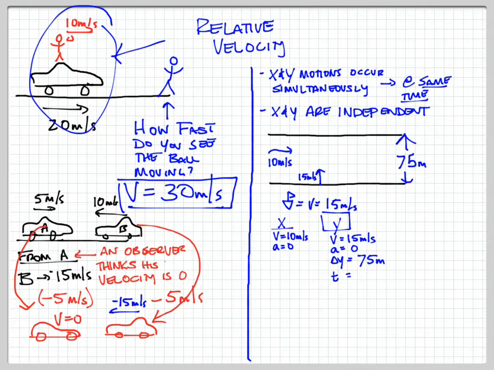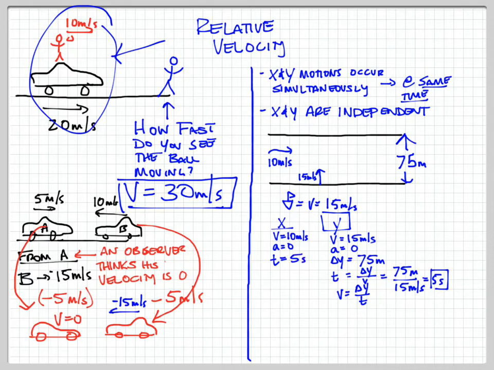Okay? So we'll pick an equation. And since there's no acceleration, we can say something like velocity equals displacement over time. So my time is going to be equal to my displacement over my velocity. 75 meters divided by 15 meters per second gives me 5 seconds. So I know that in the y direction it takes me 5 seconds to cross. Wonderful. So in the x direction, the whole thing also takes 5 seconds.